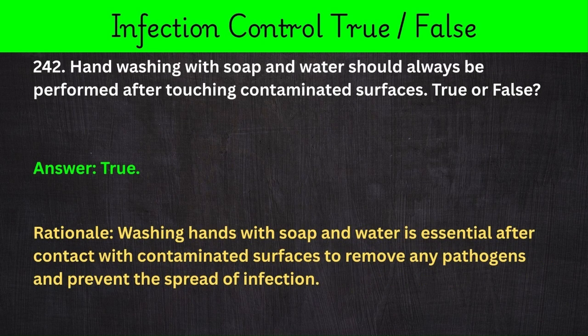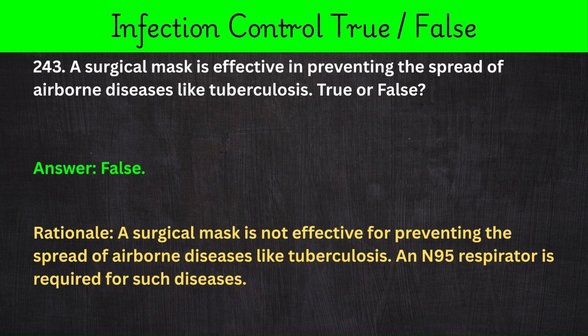242. Hand washing with soap and water should always be performed after touching contaminated surfaces. True or false? Answer: true. Rationale: washing hands with soap and water is essential after contact with contaminated surfaces to remove any pathogens and prevent the spread of infection. 243. A surgical mask is effective in preventing the spread of airborne diseases like tuberculosis. True or false? Answer: false. Rationale: a surgical mask is not effective for preventing the spread of airborne diseases like tuberculosis. An N95 respirator is required for such diseases.